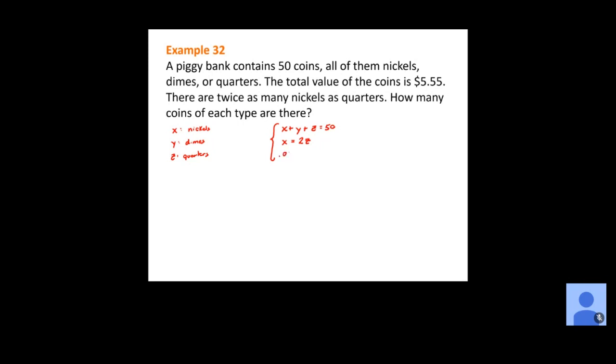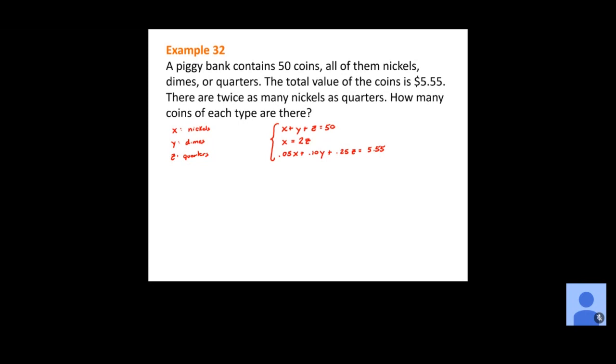Good, right? So 0.05, that's the value of a nickel, 5 cents, times the number of nickels, plus a dime is worth 10 cents, so 0.10 or just 0.1 works, times y, and then 25 cents is the value of a quarter, so 0.25 times the number of quarters should give us our total value of $5.55.